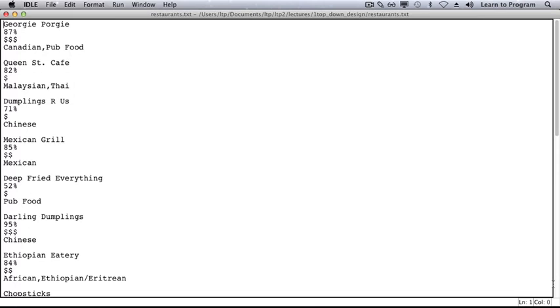The problem we'll be tackling is a restaurant recommendation system. Here is a list of restaurants, including the name of the restaurant, the percentage of people who liked the restaurant, the price range of the restaurant, and the cuisines of food that the restaurant serves. $1 means that a meal doesn't cost much money. $4 indicates a very expensive restaurant.